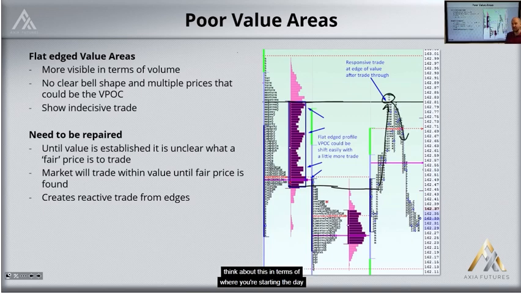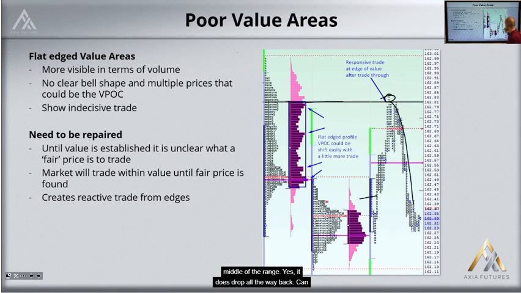So you have to think about this in terms of where you're starting the day off. If you're starting the day off outside of value, as we see in this example, we open down here and then trade up through value. The way to be looking at this is once you're inside value, you can then play the move up. So look for a long to move all the way through value, and then a reactive sell from the top of value to rotate back, in this case, more towards the middle of the range.